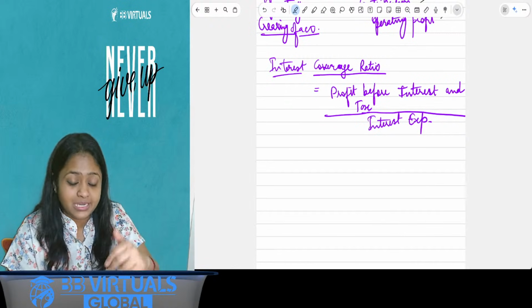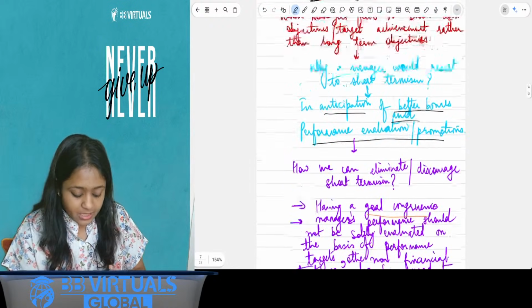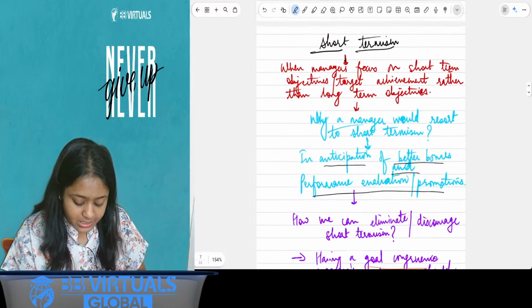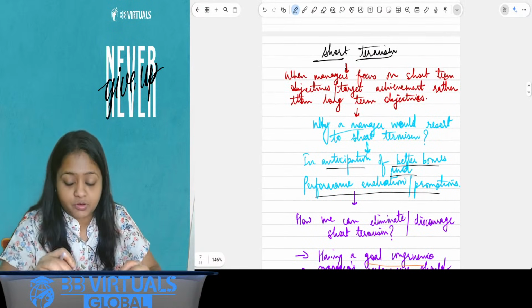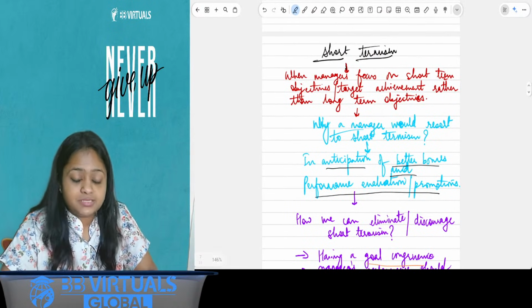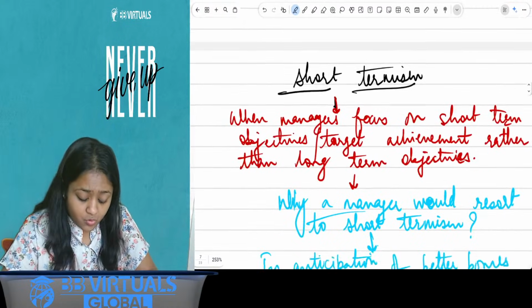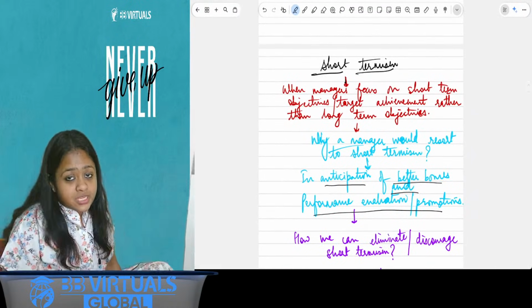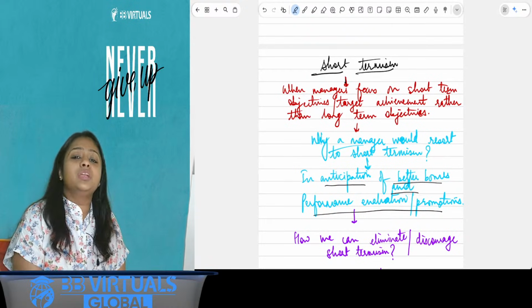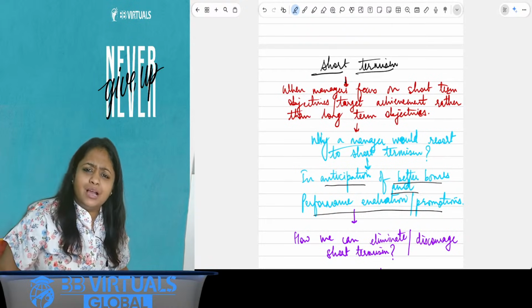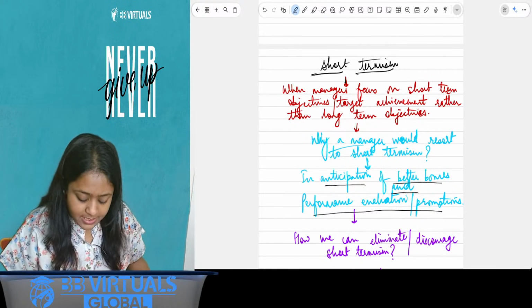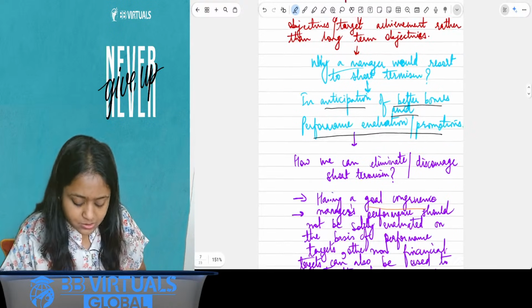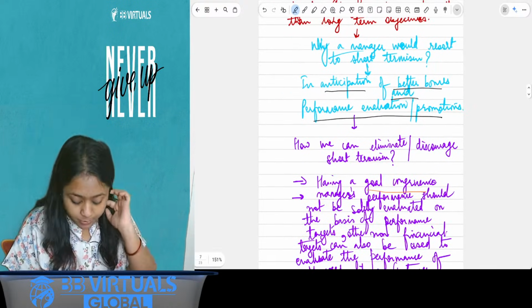Clear? Absolutely great. Now, here I will just discuss a small concept of short-termism. Short-termism is when managers are only focusing on short-term objectives or achievement of profits, and are practically not looking into the long-term objectives that we already covered when we did goal congruence. This is just so that they get a better performance evaluation.